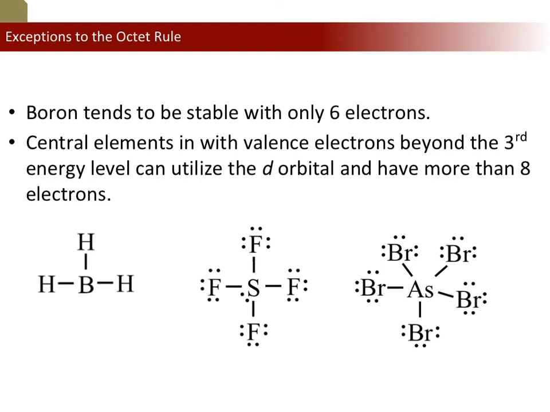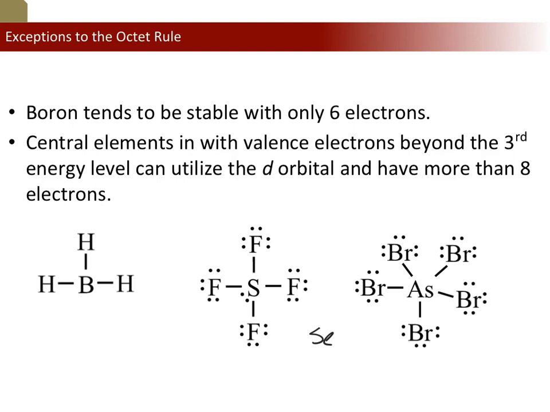Now the next two you need to know about are central elements with valence electrons beyond the 3rd energy level, which can utilize the d orbital and have more than 8 valence electrons. And what the implications of that are is that anything in a p orbital, 3rd energy level or lower, that's sulfur, arsenic, phosphorus, and in some cases selenium, can make more than 4 bonds. And in fact, you'll see these pretty commonly with sulfur or phosphorus in the middle.